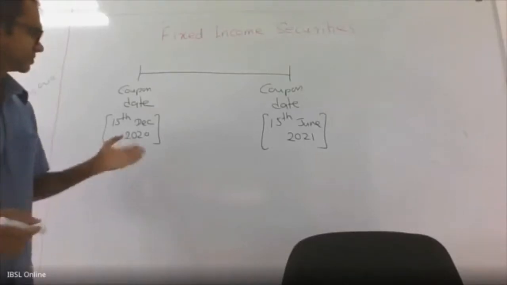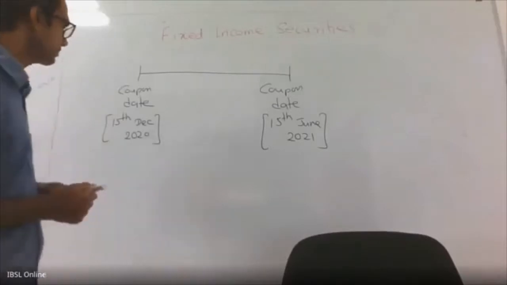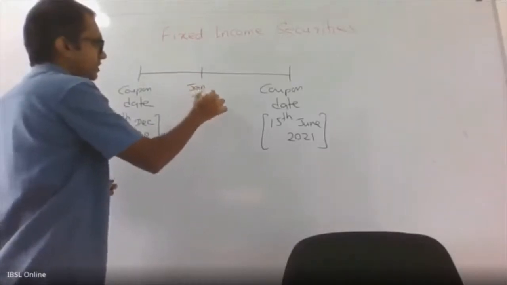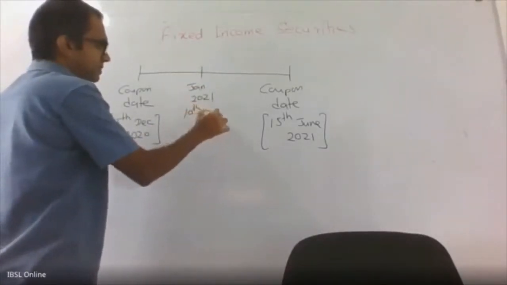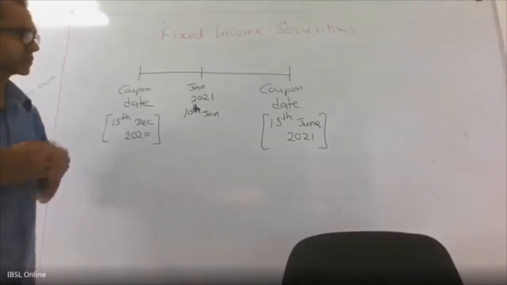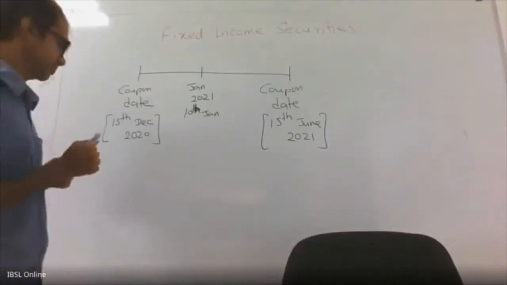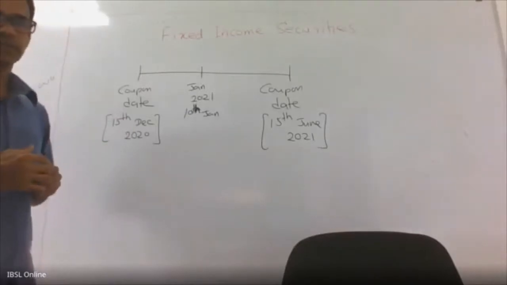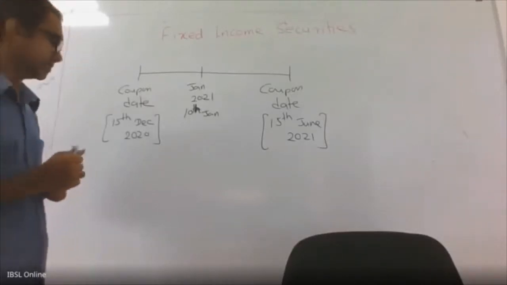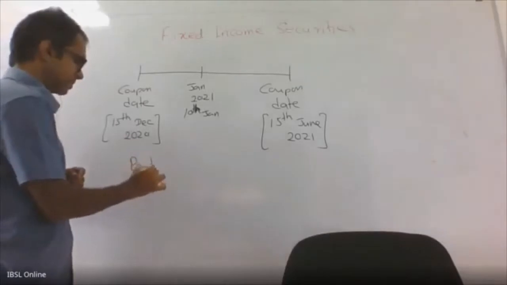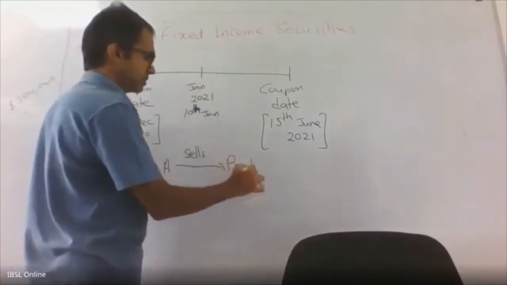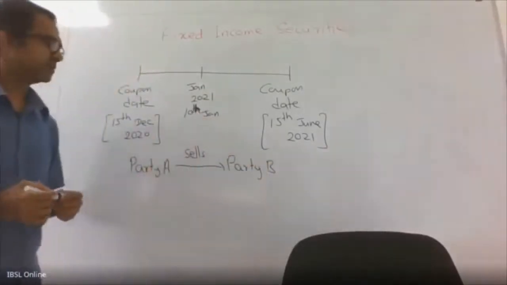So assume after 15th December, somewhere in January 2021, say 10th January, one investor, a bondholder, we call them bondholder, sold that security to another party. Party A sells to party B.